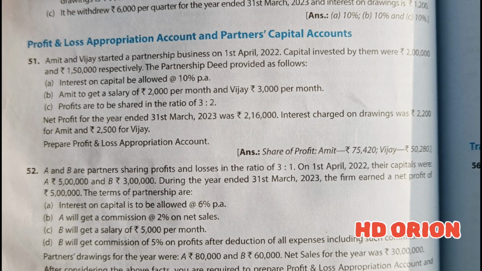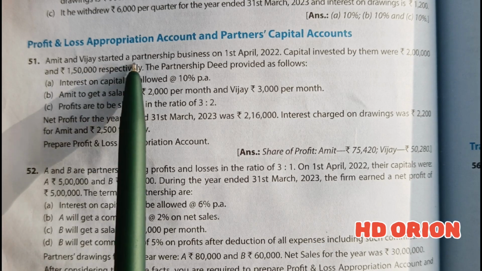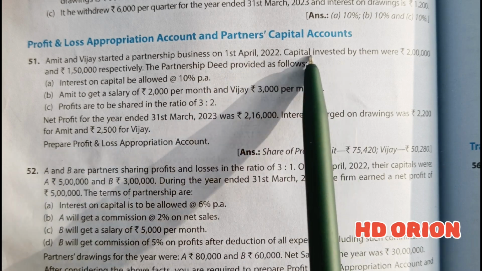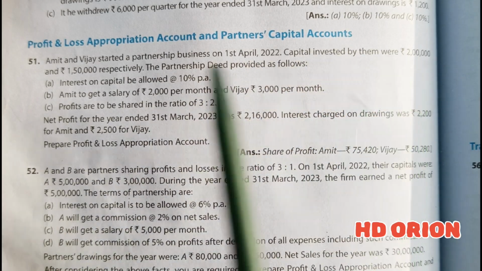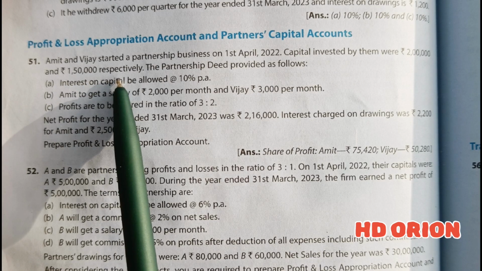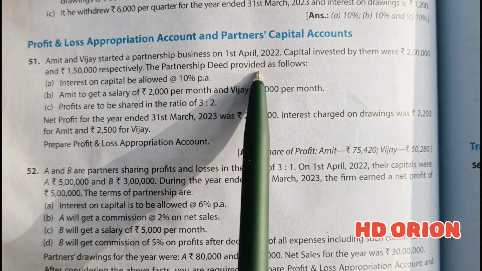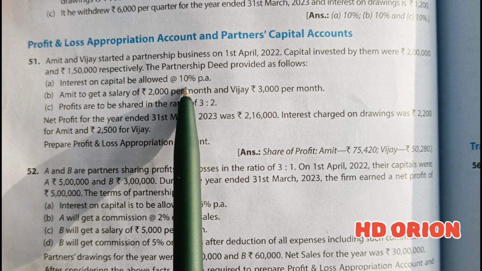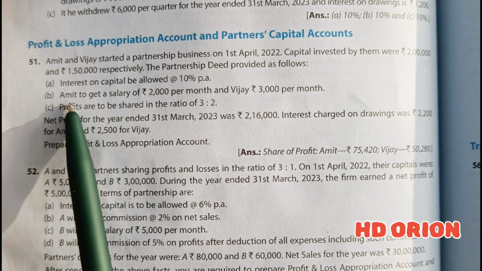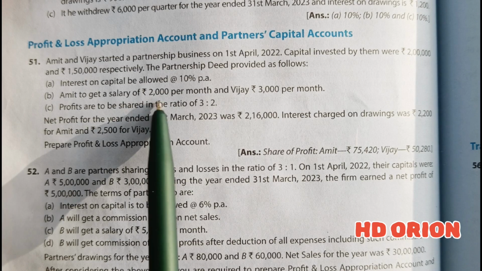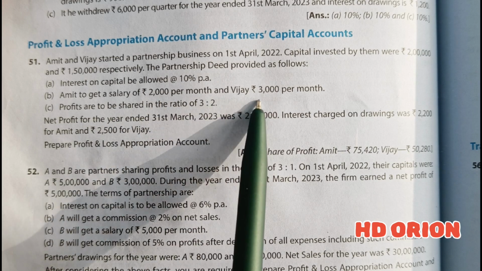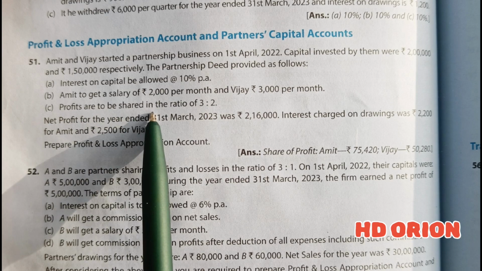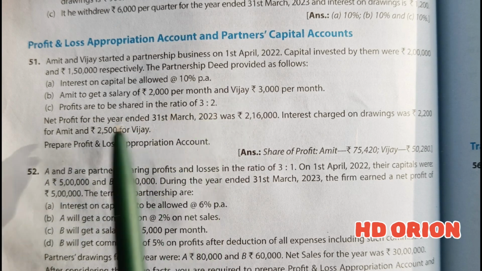So question number 51. Amit and Vijay started a partnership business on 1st April 2022. Capital invested by them were rupees 2 lakh and rupees 1,50,000 respectively. The partnership deed provided as follows: interest on capital to be allowed at the rate of 10% per annum. Amit to get a salary of rupees 2,000 per month and Vijay rupees 3,000 per month. Profits are to be shared in the ratio of 3:2.